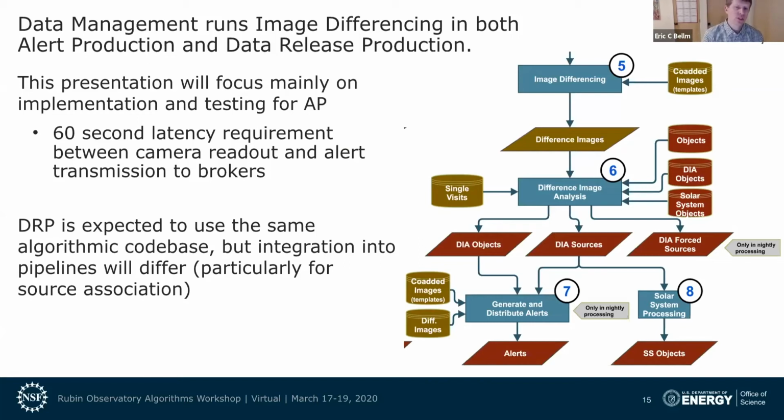And so we're sharply time constrained in how our pipelines can run. DRP doesn't have that same constraint, and so can in principle do different things in difference imaging. We are using the same algorithmic building blocks, and so can feed back information from one to the other. But there can be some subtleties in how difference imaging is run between the two. In particular, source association will be quite different in DRP and in alert production.